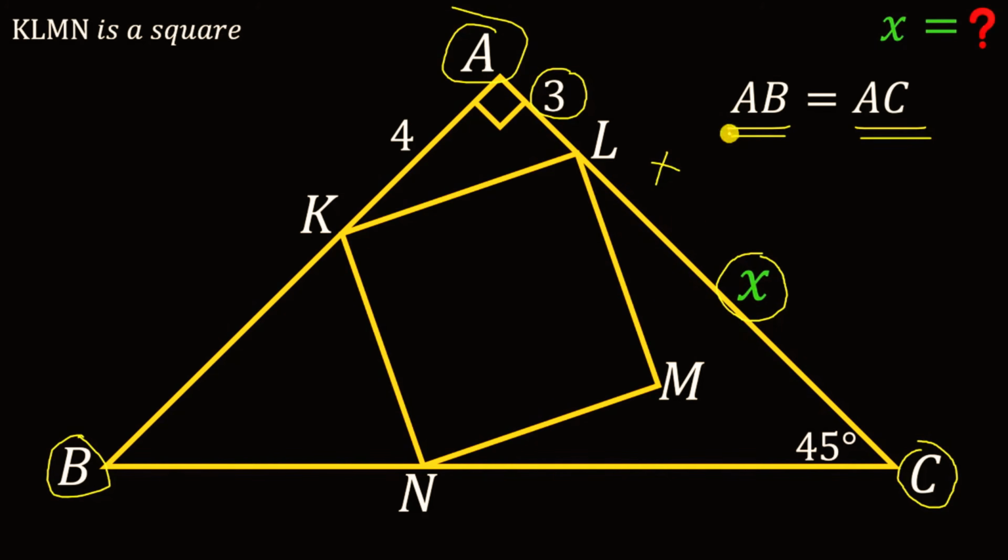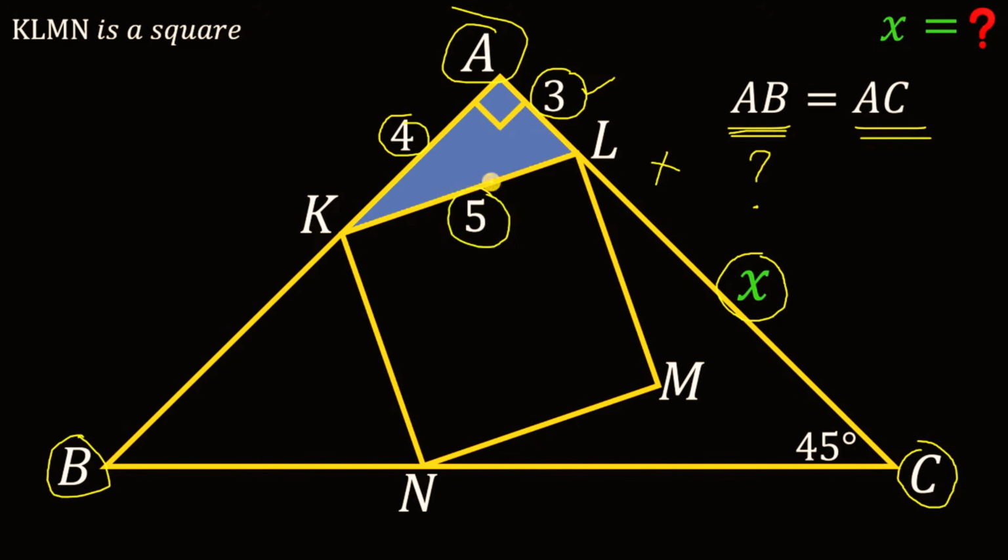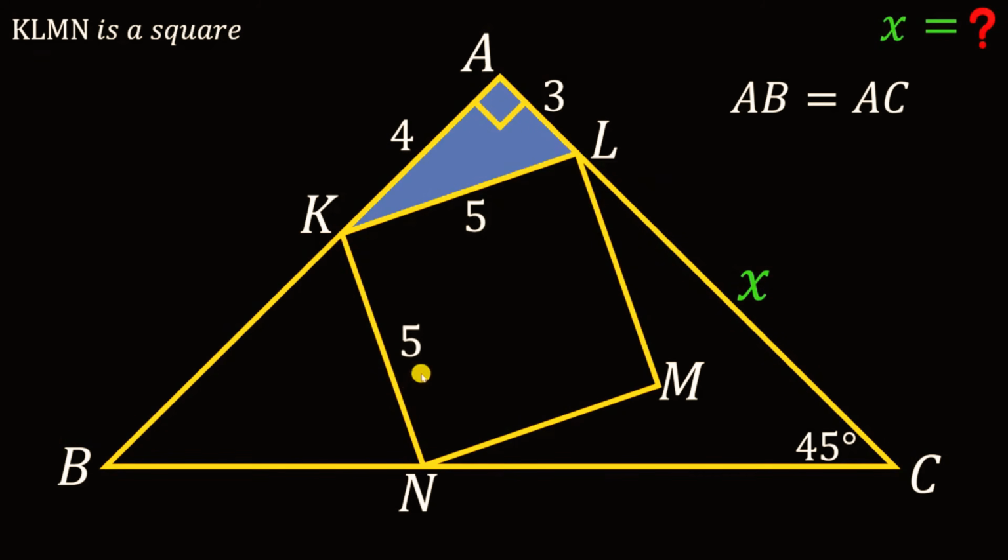Alright, now, how do we find the value of AB? That's the big question. So, to answer this, we will use this right triangle right over here. This right triangle, we have side 3, we have 4, and of course, using Pythagorean theorem, we get that the hypotenuse must be equal to 5. This is the very famous 3, 4, 5 right triangle. Now, since KLMN is a square, it means that all sides must be equal. So, all of this side must be equal to 5. So, let's get this side and let's have 5.